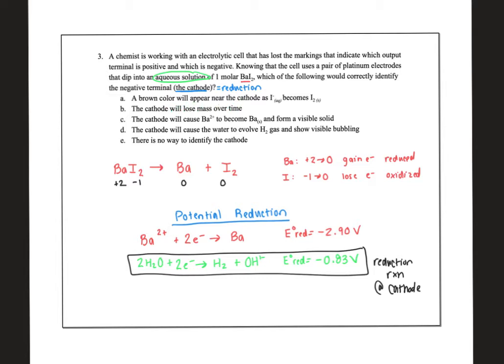A, a brown color will appear because I- turns into I2. Well, that's the oxidation half reaction, so that's not the case. The cathode will lose mass over time. Well, we know big fat red cat, the cathode gains mass. The cathode will cause Ba2+ to become Ba solid and form a visible solid. Well, if this red half reaction were occurring at the cathode, then that would absolutely be the best choice, but it's not. Water is being reduced. The cathode will cause water to turn into H2 gas and show visible bubbling. Well, look at the product of the reduction, H2 gas, so that is happening. And there's no way to identify the cathode. Well, that's not true because we just did it. So D is our best choice for this one.